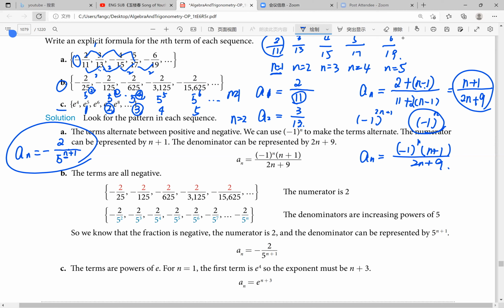Okay, the third one, C. When n equals 1, a1 is e to the fourth. The second is 5. The third is 6. The fourth is 7.